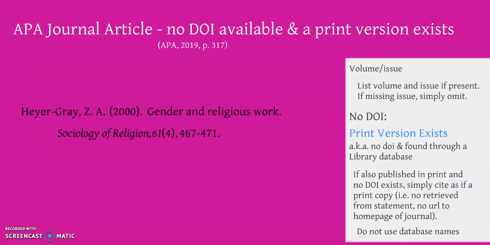So journal articles without the DOI include one of the major changes between the 6th edition and the 7th edition of the manual. This is for journal articles that have no DOI and a print version exists. What this means is that there isn't a DOI, and usually it's an article that you found through the library database and is widely distributed. So if you found it in the library database and you don't have a DOI, this is the form you will use. This is the same form also used for print journals.